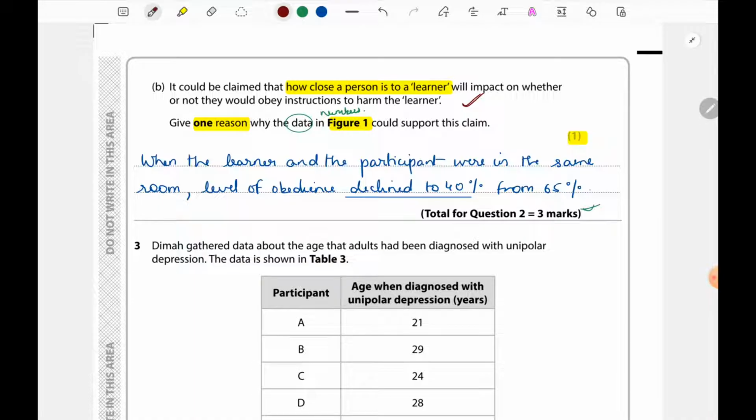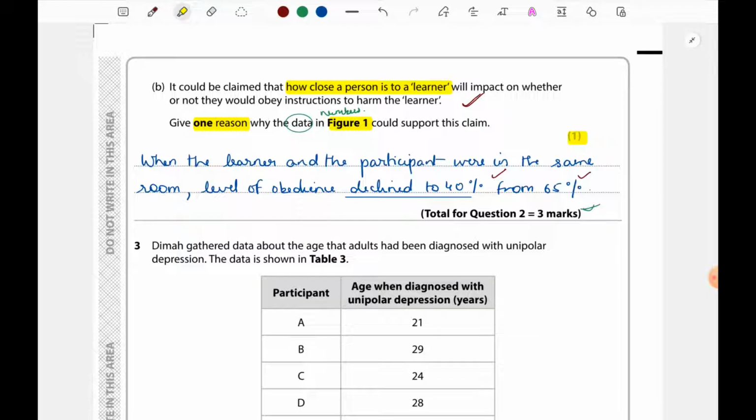But what is important is to mention both 40% and 65%. That shows the comparison. If you just mention went to 40% from what, that is an incomplete answer. So make sure you mention both the results. So that is about question 2.